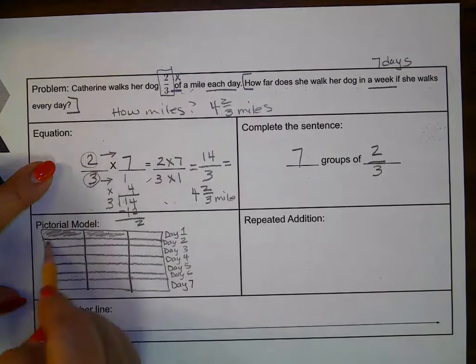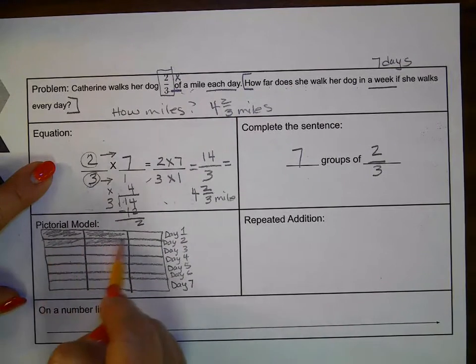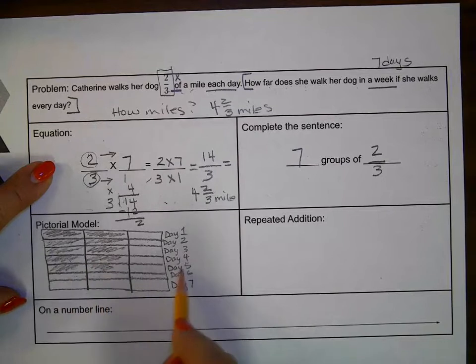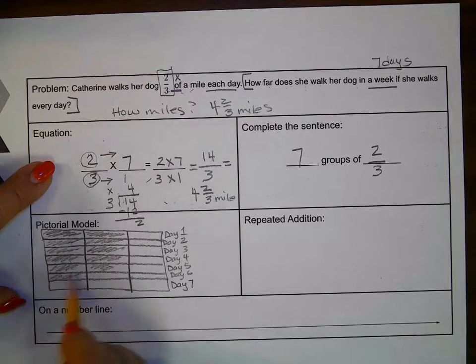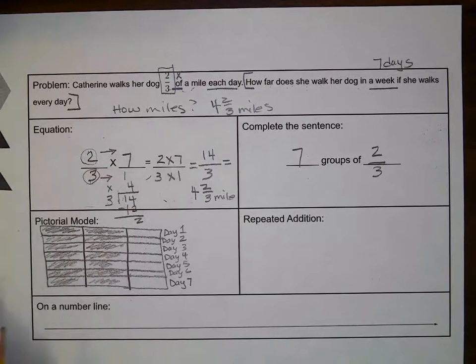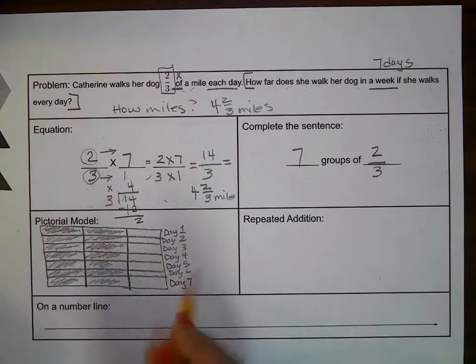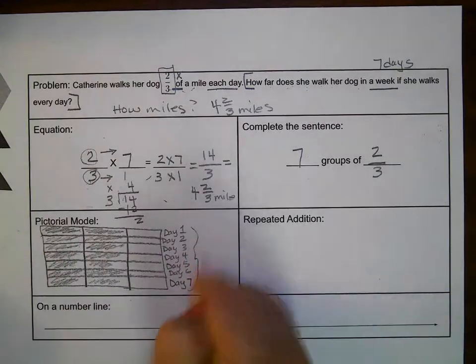So that's 2/3, 1/3, 2/3, 1/3, 2/3, 1/3, 2/3. On day 6, 1/3, 2/3, and day 7, 1/3, 2/3. So here I have 2, 4, 6, 8, 10, 12. So she's walked 14 thirds.